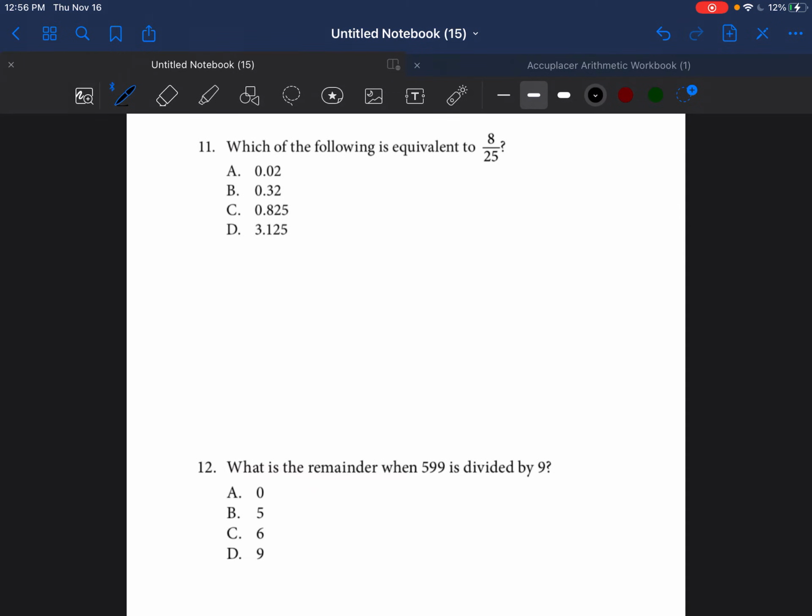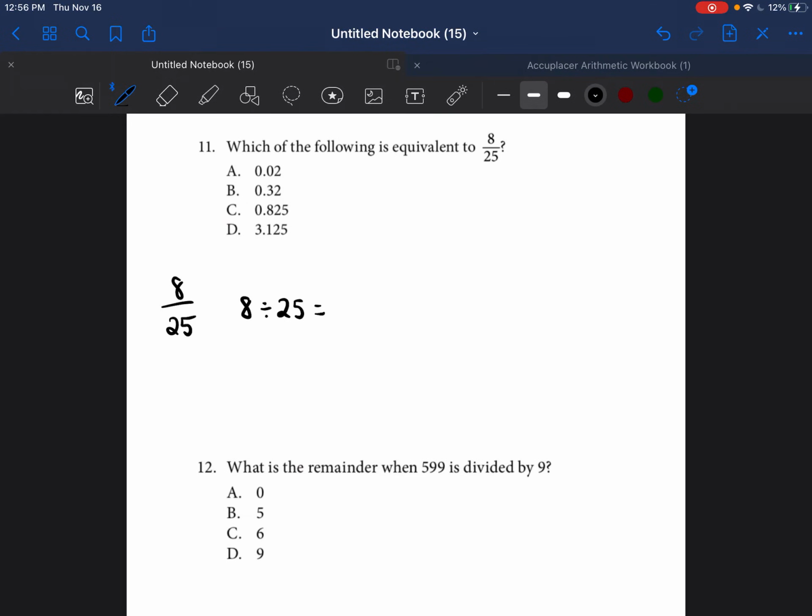Let's go ahead and go to problem number 11. Which of the following is equivalent to 8 over 25? Okay, so in our previous video, we understood fractions a little bit more. We know that our fraction can also be written as a numerator divided by the denominator. So 8 over 25 is the same as saying 8 divided by 25. So if we want to change a fraction to a decimal, you just divide the numerator, the top number, by the denominator, which is the bottom number.